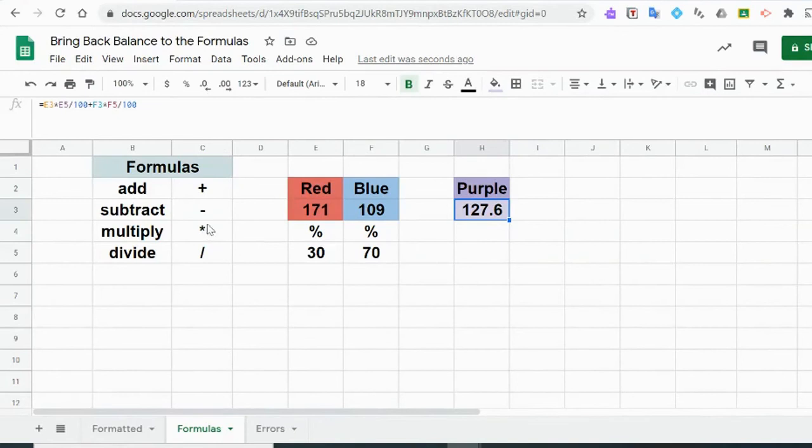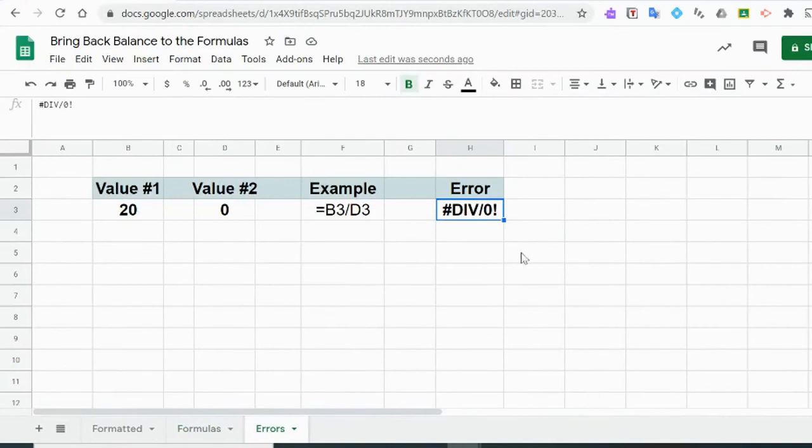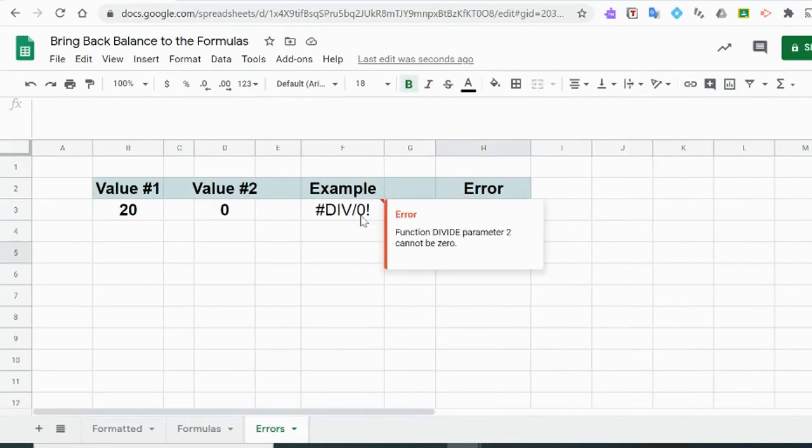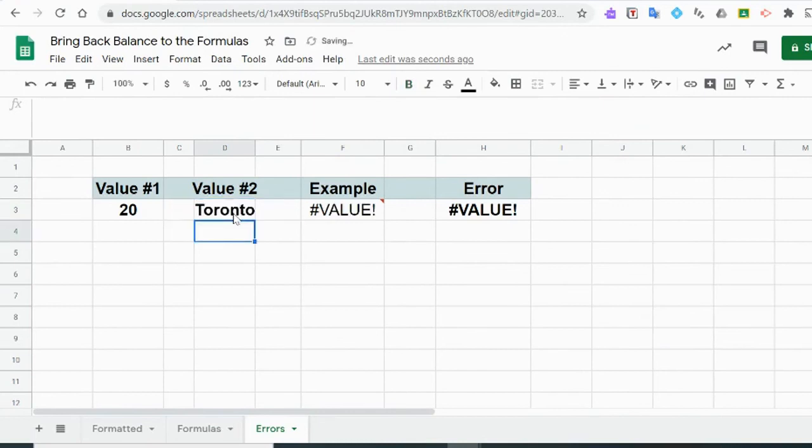So now that you've seen the power of using formulas in a spreadsheet, let's go to some of the errors that you might run into. Here we have a divide by 0 error. So our example is B3 divided by D3, but uh-oh, cell D3 has a 0 in it, and what happens? Divide by 0 error. The next type of error would be a value error. Let's say you tried multiplying 20 by Toronto. Spreadsheets won't let you use a formula with something that's not a number.